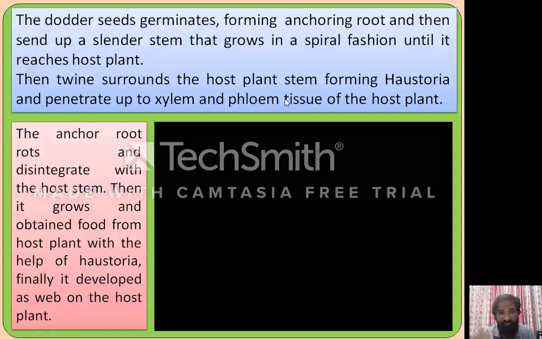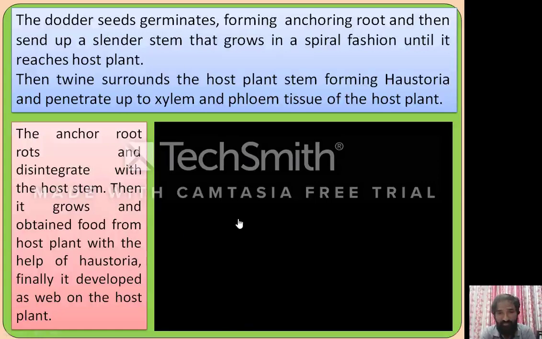Okay, so when these haustoria are produced into the xylem and phloem tissue of the host plant, from the xylem they absorb the water, and from the phloem they absorb the food material. Here you see, the anchor root disintegrates with the host stem, then it grows and obtains food from the host plant with the help of haustoria. So finally it develops as a web-like structure on the host plant.